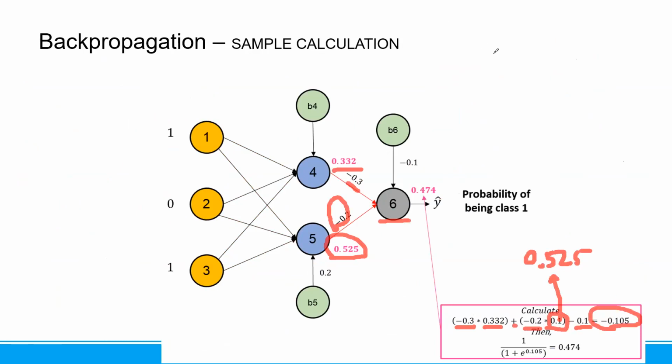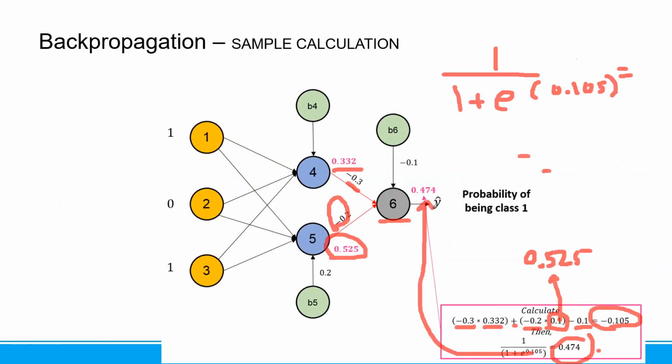After I have this one, I put it into the sigmoid function: 1 divided by 1 plus the natural number to the power of minus 0.105. Minus and minus, so we know that it is positive. Then the result is 0.474. So this is the output.